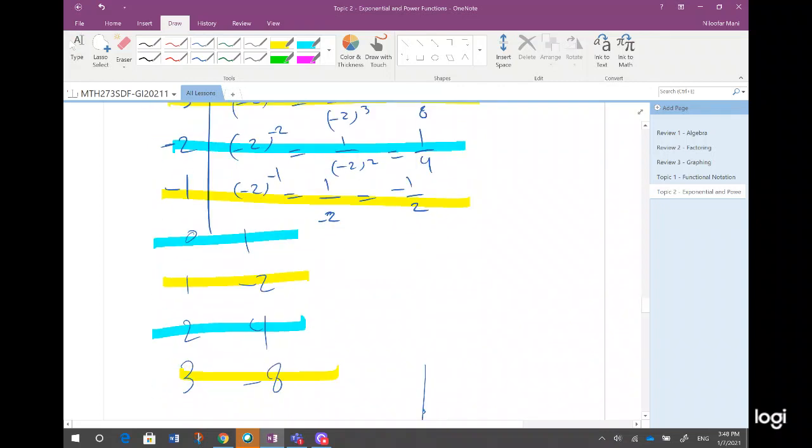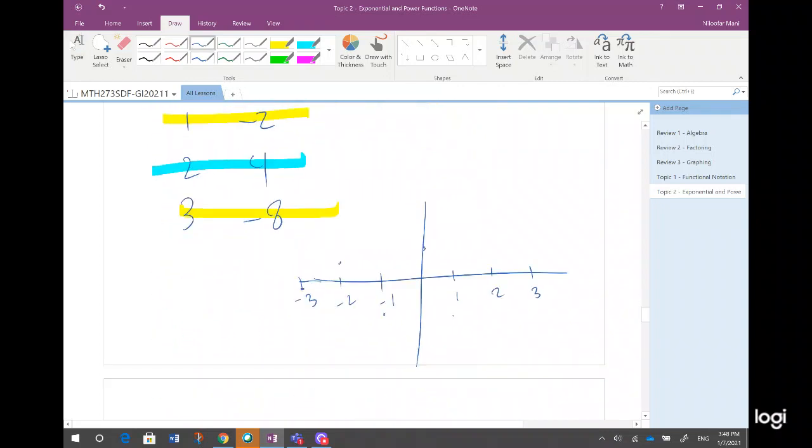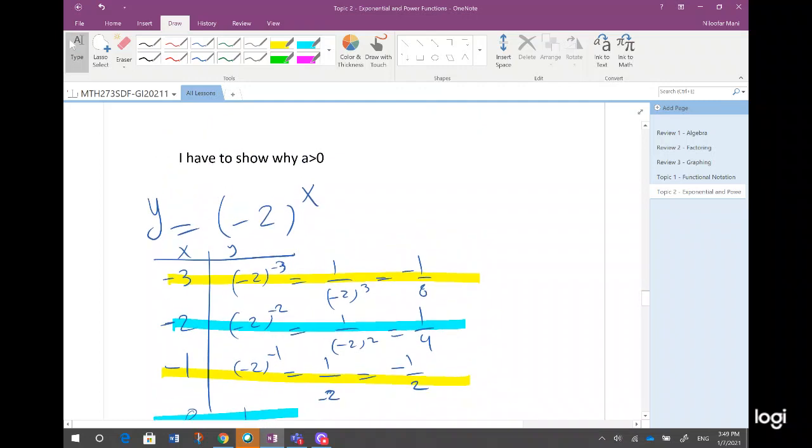and then 1 is minus 2. See, it jumps up and down. So from here it jumps to that. So it's not a well-behaved function because it jumps from positive to negative. So this is the reason, okay? Of course, I'm not going to ask you these things, but I want you to know why I'm not even talking about negative a.